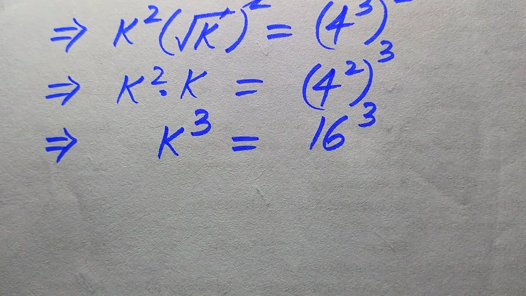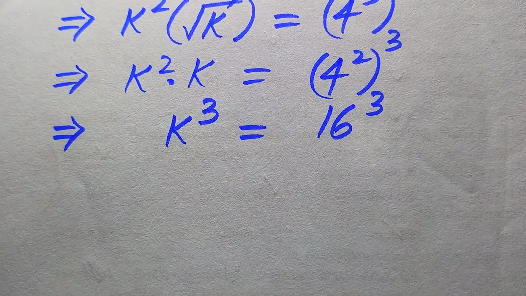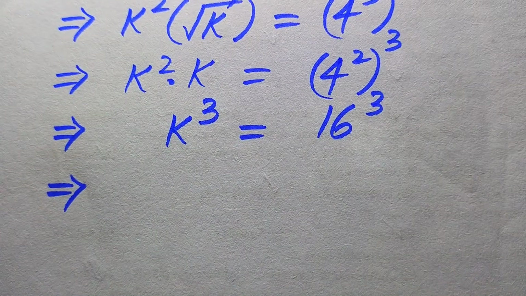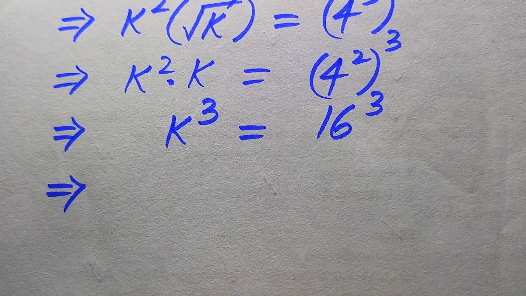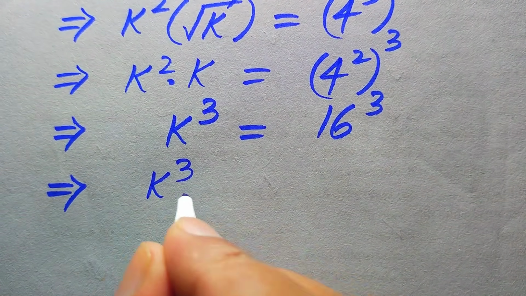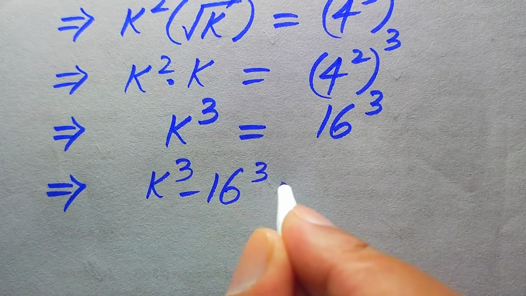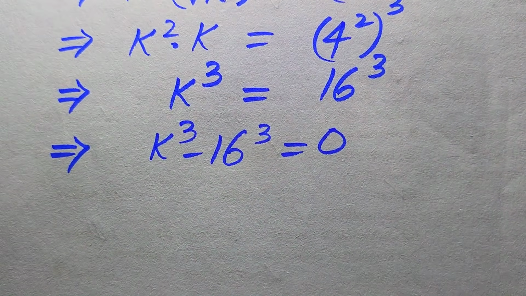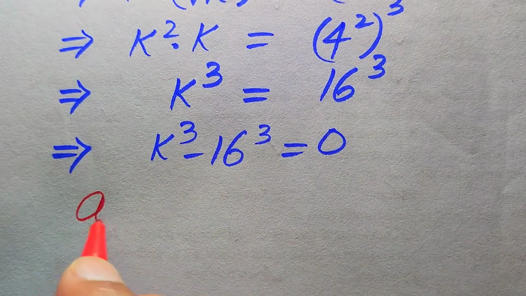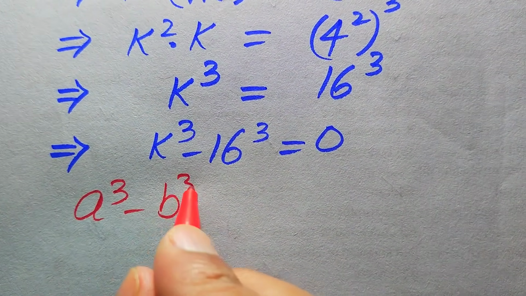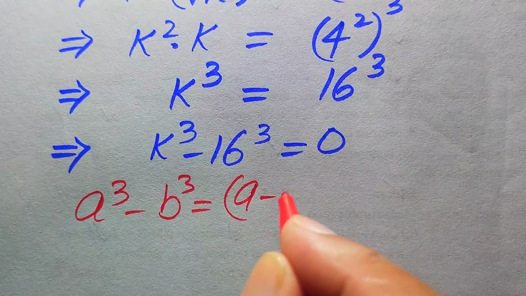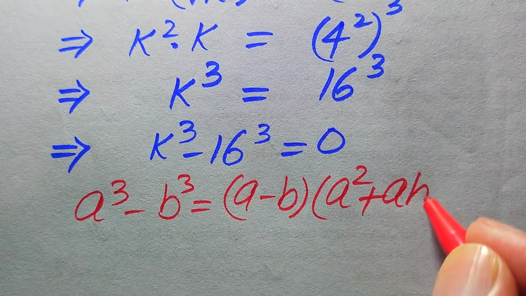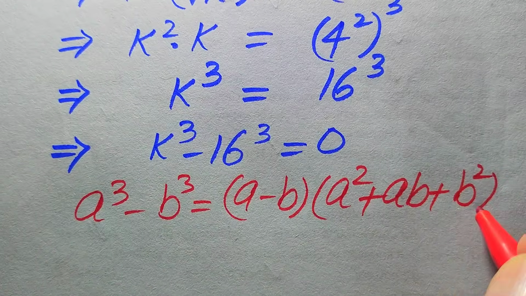And now in the next step we move the term 16 cubed from the right hand side to the left hand side. So this will be written as k cubed minus 16 cubed equals 0. So here we apply the cubic formula. You know that a cubed minus b cubed equals (a minus b) times (a squared plus ab plus b squared).